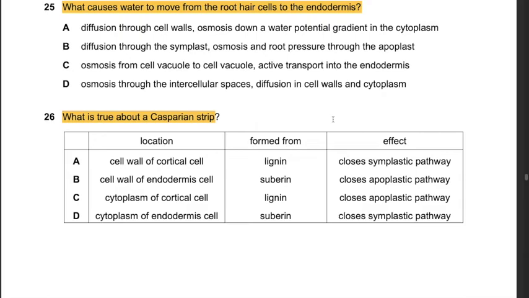D. Osmosis through the intercellular spaces, diffusion in cell walls and cytoplasm. Intercellular spaces is again related to the apoplast pathway, and osmosis doesn't occur in the apoplast pathway. Osmosis only occurs in the symplast pathway or through movement within the cytoplasm. Hence, the only possible answer is A. Diffusion through cell walls, osmosis down a water potential gradient in the cytoplasm.